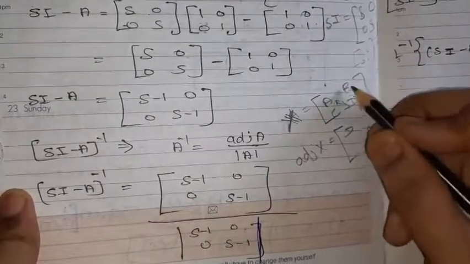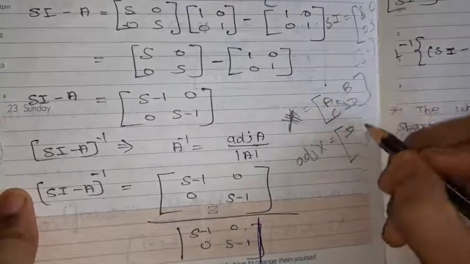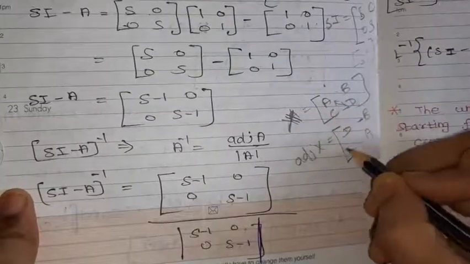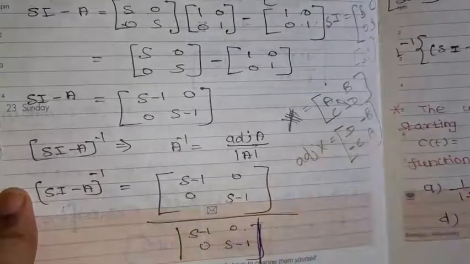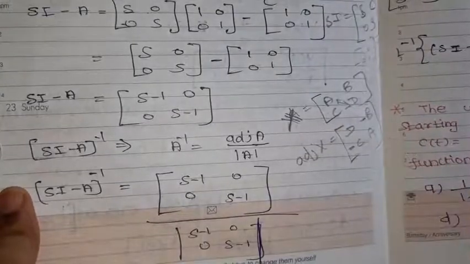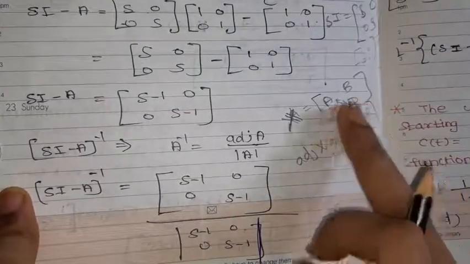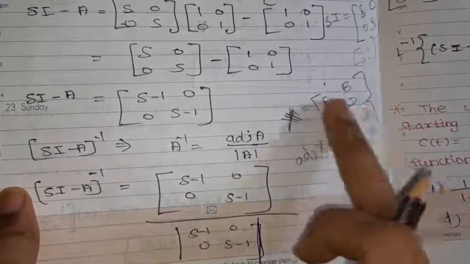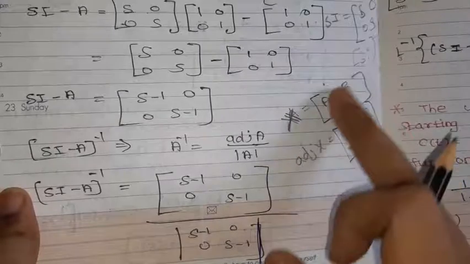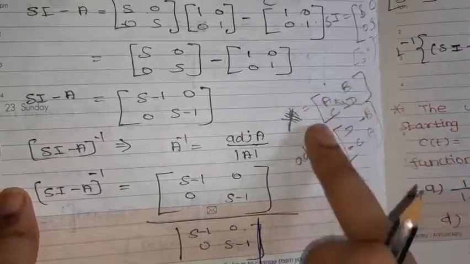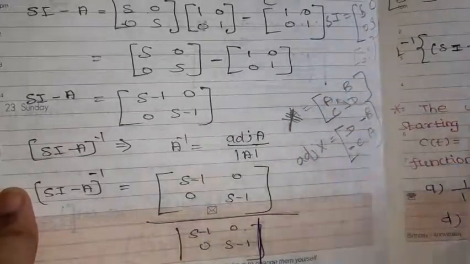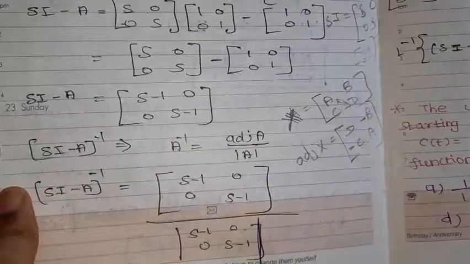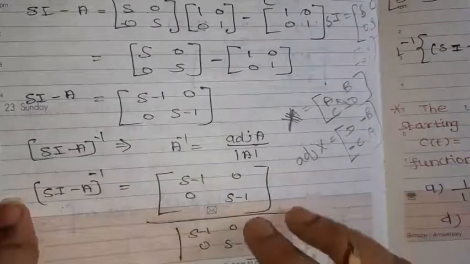If it is positive, change to negative. If it is negative, change to positive. Minus B, minus C. So this is the procedure to find the adjoint of any 2 cross 2 matrix. So D, A, just interchange this diagonal element. For the other diagonal element, just change the sign. For any sign, we are going to change to its opposite sign, okay.